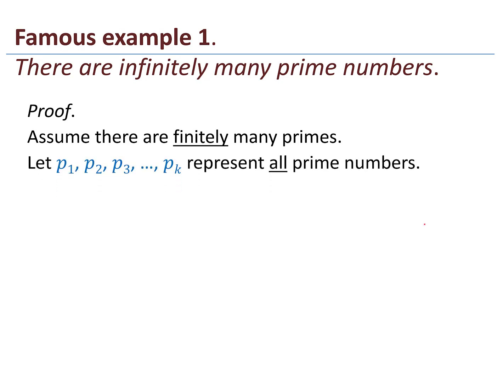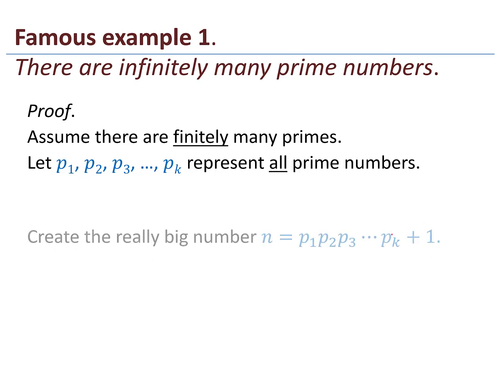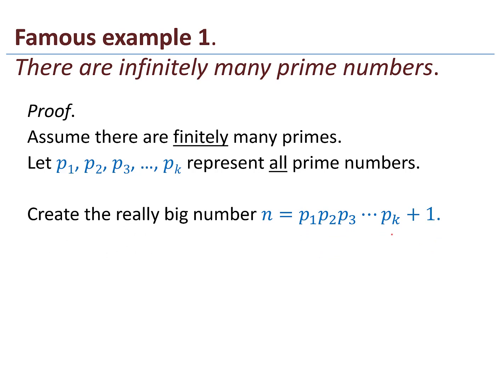Okay, well then let's just list them out. p1, p2, p3 up through pk. Suppose that these represent all prime numbers. There are no other prime numbers beyond these. Now, this is where Euclid gets very clever. He says, create the really big number n, which is the product of all the prime numbers plus 1. So that's a very big number, and certainly this n is bigger than any of the existing primes.